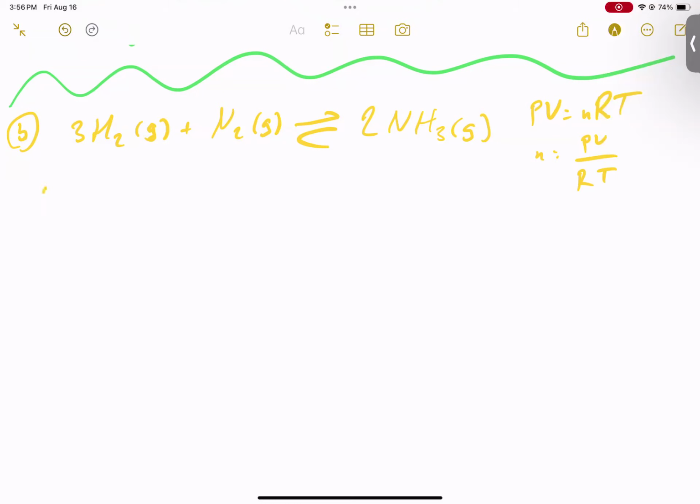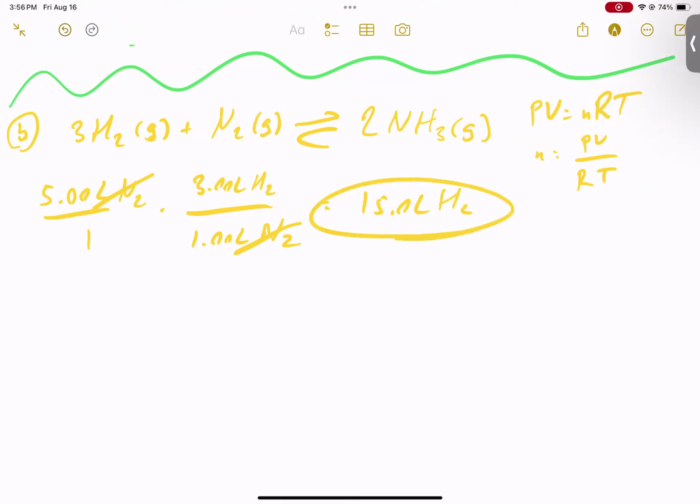So using dimensional analysis, 5.00 liters of N2. The mole ratio of hydrogen to nitrogen is 3 to 1. So 3.00 liters of H2 per 1.00 liters of N2. The liters of N2 cancel out, and I'm left with 15.0 liters of H2. And that's going to be my final answer. That is the minimum volume of hydrogen gas required to produce this amount of ammonia.